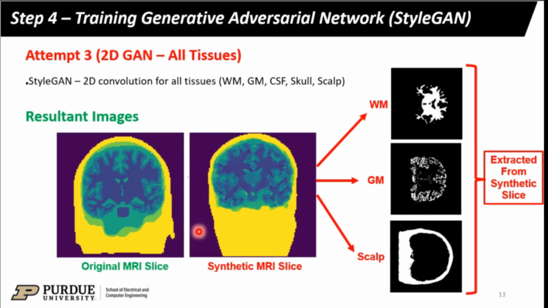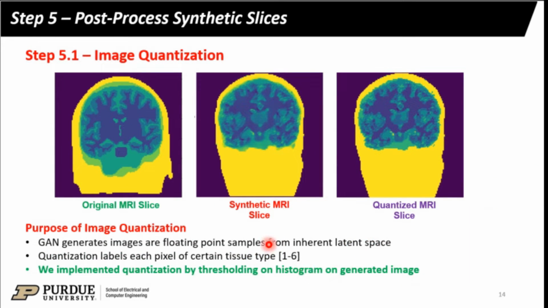We have now considered all 5 different tissues: the gray matter, white matter, CSF, skull, and scalp. As you can see, the StyleGAN produces some realistic head tissues, but you can also notice that there are some noises and tissue boundary imperfections in the synthetic images. So we need to post-process them and construct a uniform head slice. Therefore, our next step is post-processing.